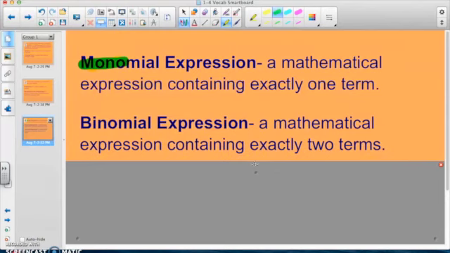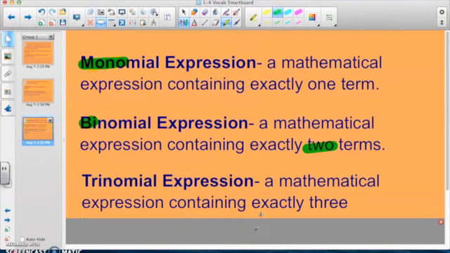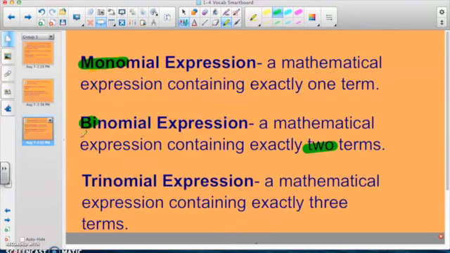All right. We also have a binomial expression. Again, look at the prefix. Bi means two, just like a bicycle has two wheels. A binomial expression is a mathematical expression containing exactly two terms. And finally, we have one more vocabulary word that we're going to use in this section, and it's a trinomial expression. Again, it's following our pattern. Our prefix is tri, just like a tricycle has three wheels. A trinomial expression is a mathematical expression containing exactly three terms.